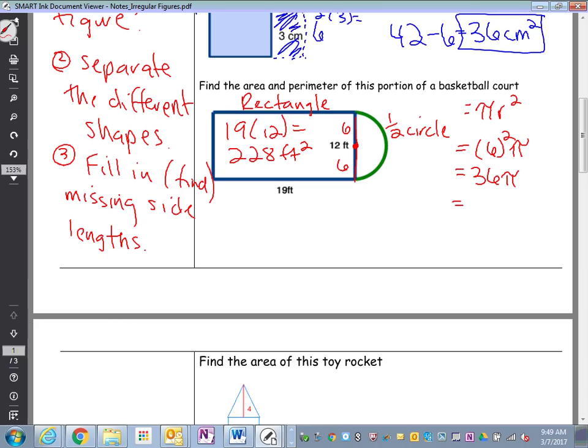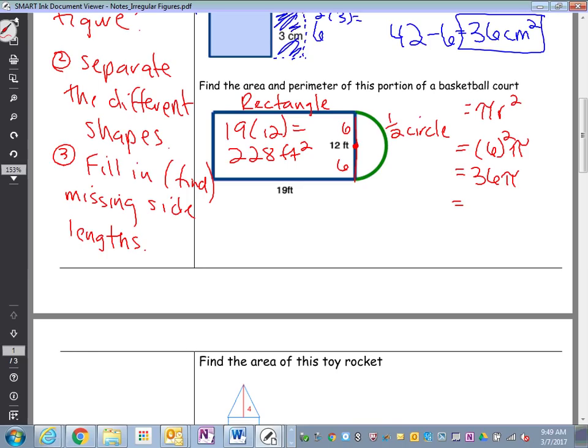Matter of fact, when you get into higher math, you're just going to leave things in terms of pi. Because we know pi is what kind of number? Irrational, right? So it's not really exact. Just like we have variables, pi is really a variable. It's a symbol that we put in place of the number. So we're going to leave things in terms of pi, generally.